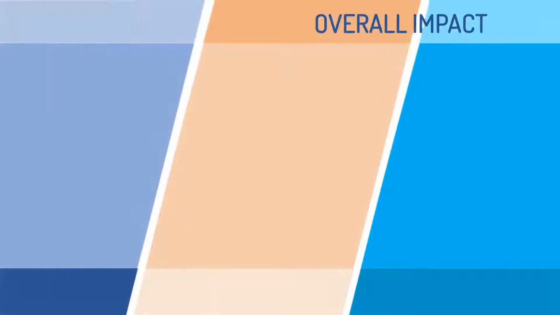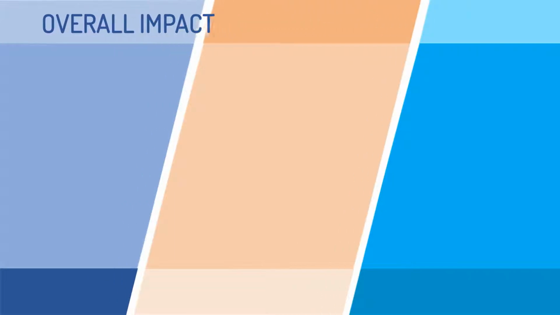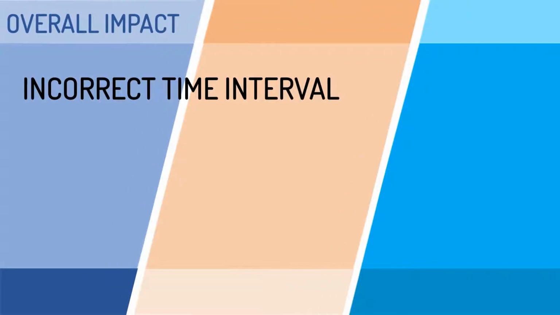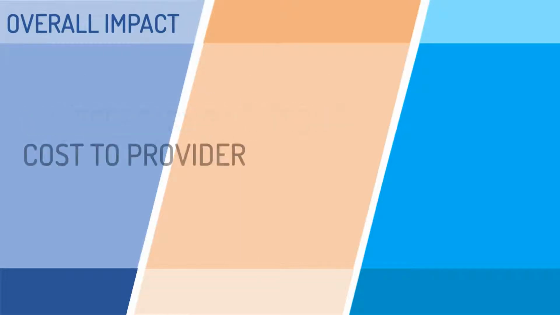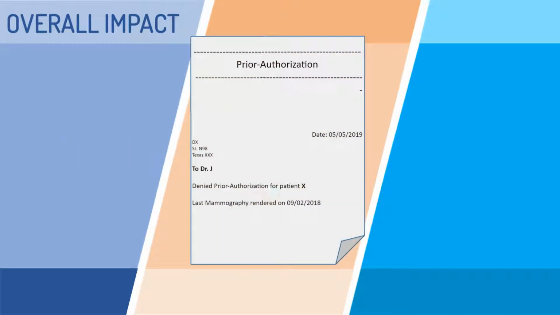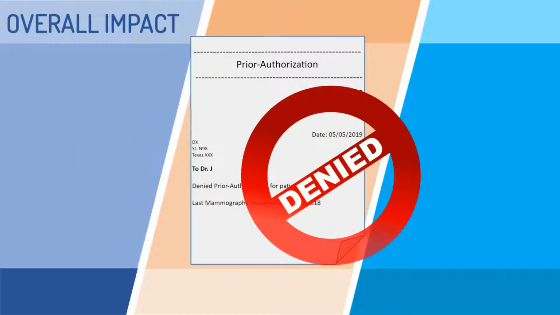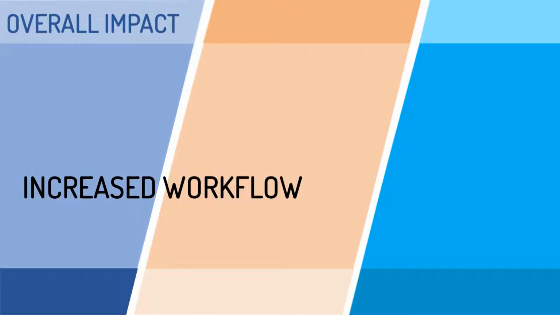Let's look at the overall impact of incorrect DOS. Incorrect time intervals for tests. Patient exposed to unnecessary radiations. Our provider now has to bear the cost of investigations against denied insurance coverage since same test is done in a small interval. Increased workflow, which impacts production and revenue.